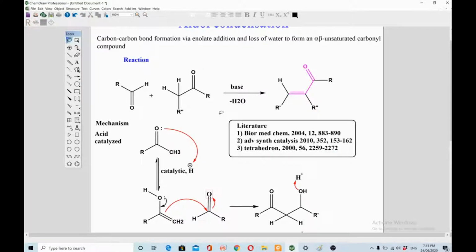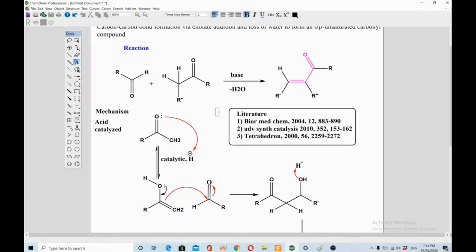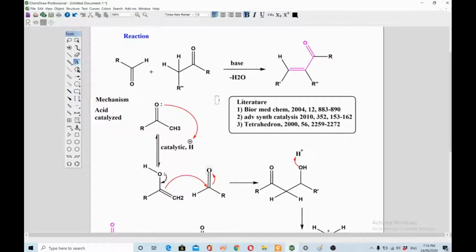Before we further discuss the mechanism of this reaction, let's have a quick look at the literature. I'm just highlighting three main or recent journals in which this reaction has been published, but this is a very old reaction. I'm not putting all the research papers, just giving you a hint or a couple of examples of literature. Here this reaction was published in Bioorganic and Medicinal Chemistry in 2004, in Advanced Synthesis and Catalysis, and in Tetrahedron. This is the year, this is the volume number, and this is the page number of a journal, just in case you don't know. Then let's have a look at the mechanism of this reaction.